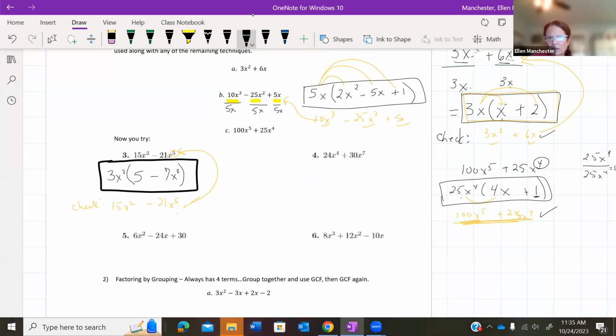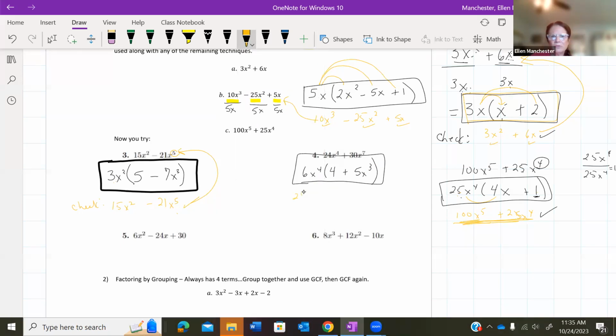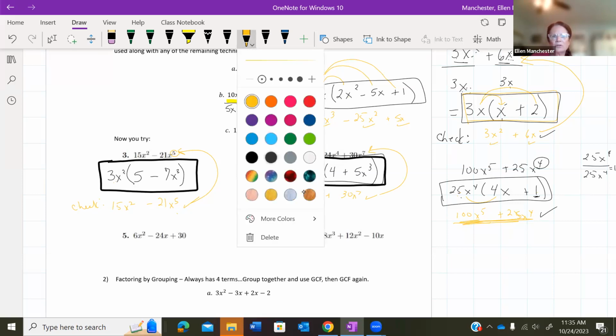All right, on number 4, we got 6x to the 4th. What's left is, remember, you're dividing. Good, okay. So this is the correct answer. And then to check it, I have 24x to the 4th plus 30x to the 7th. That checks. Okay, and again, I'm going right back to the beginning. So these are my factors. These right here are the 2 factors that when I multiply them together, I get what I started with.